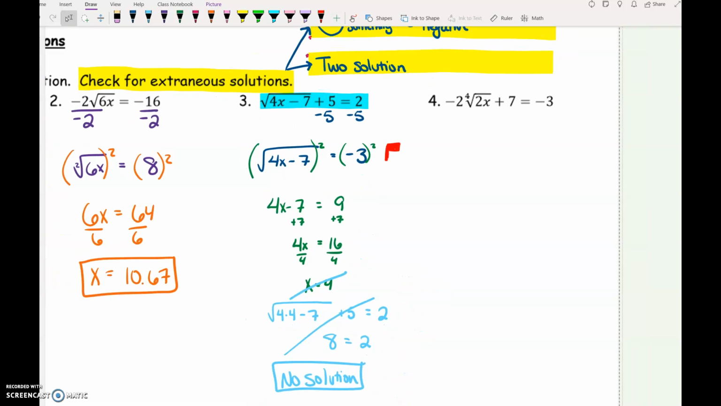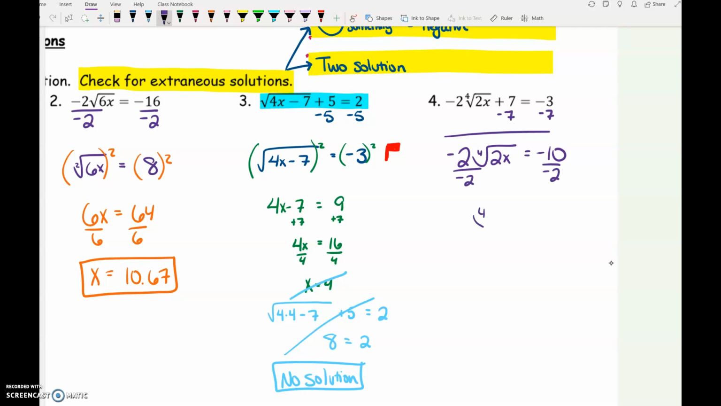All right, number 4. Number 4, we need to start by subtracting 7. Negative 2 times the 4th root of 2x equals negative 10. If you're thinking, uh-oh, red flag, not quite yet. The radical's not by itself yet. Next, we need to divide by negative 2. So the 4th root of 2x equals positive 5.